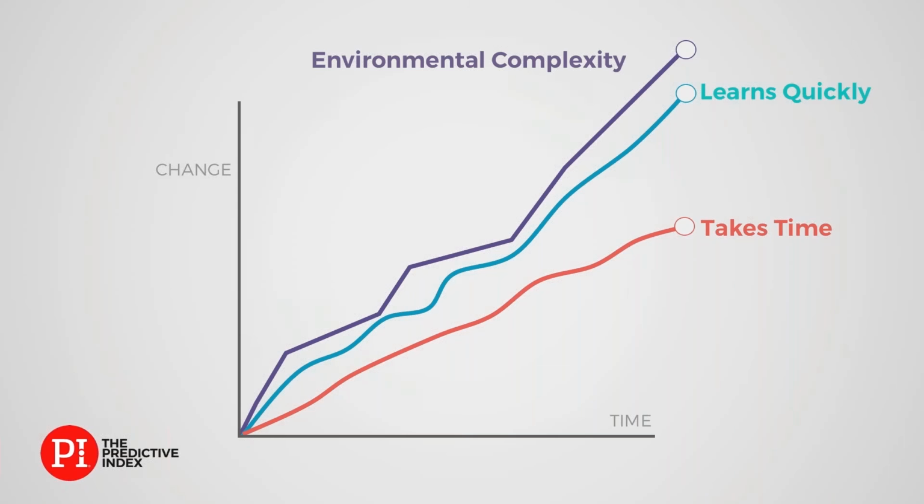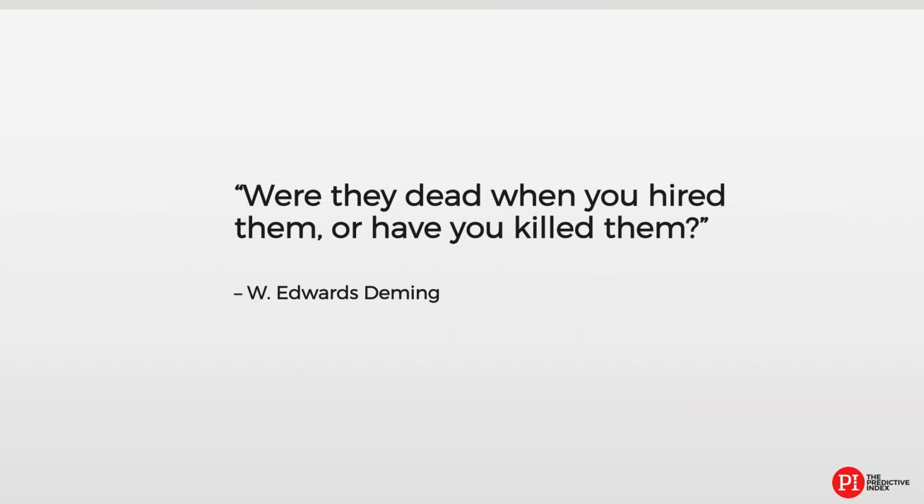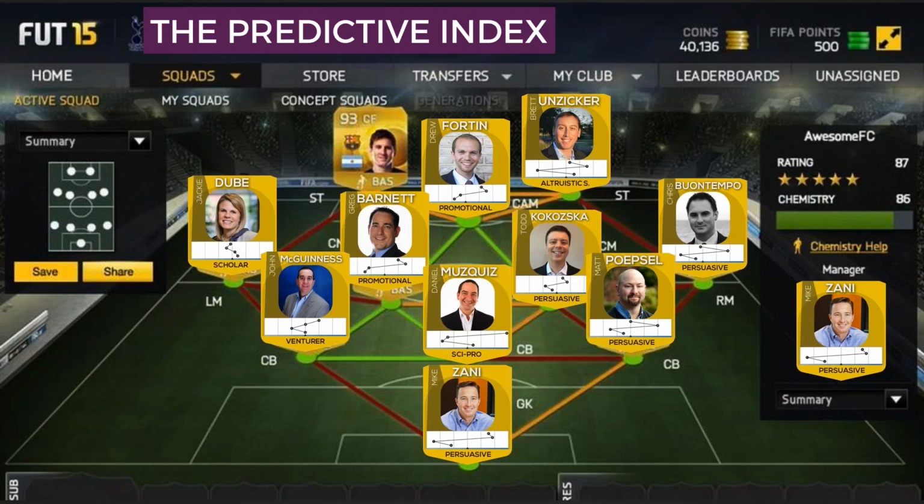And without fit, you have de-energized employees. If someone is in the wrong behavioral position for their job, or they don't have the cognitive capabilities to keep up with their job, they are going to be de-energized. They are not going to survive. And I leave you with this W. Edward Deming quote: were they dead when you hired them, or have you killed them? And if you have low morale, if you have a sort of sluggish corporate culture, it is often based on fit within your organization.